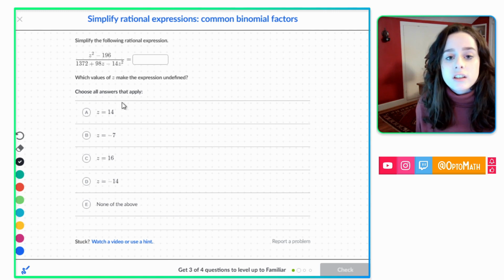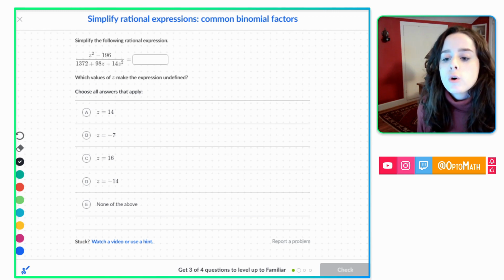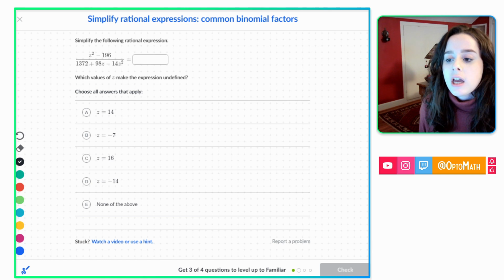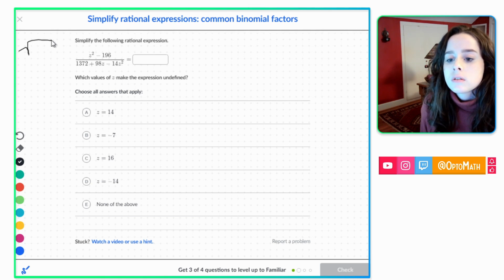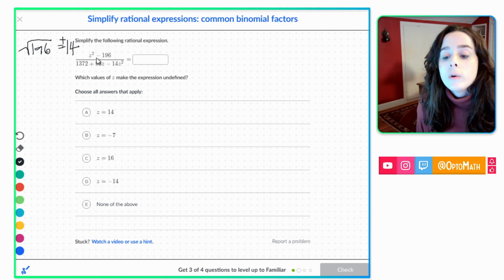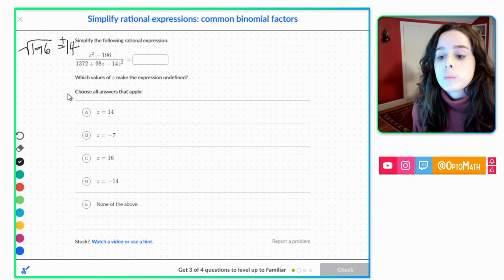So let's try to fix those things. Using my calculator just to double check, the square root of 196 is 14. Of course, it's plus or minus 14. But we know it's a perfect square, so we are going to be able to factor our numerator with the difference of squares method, which is great.